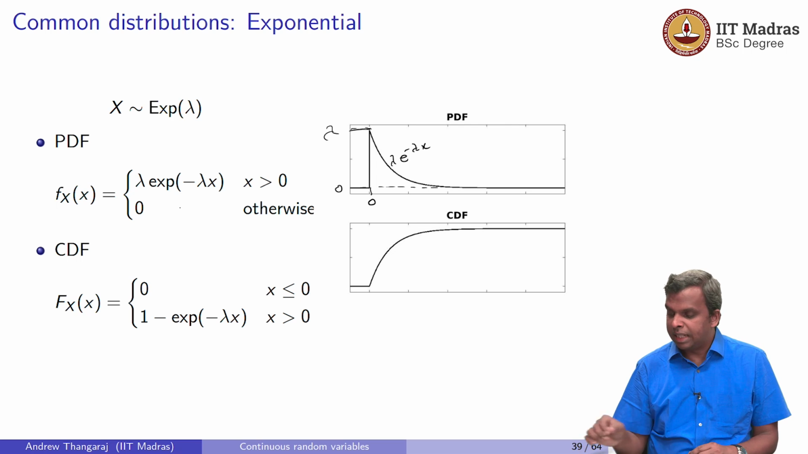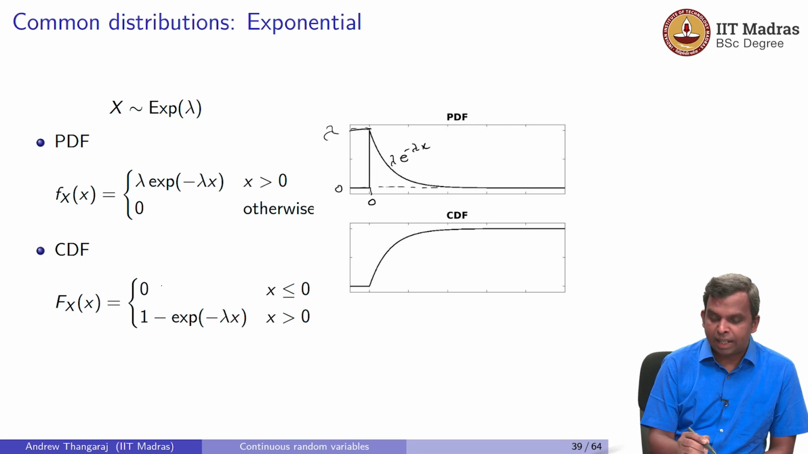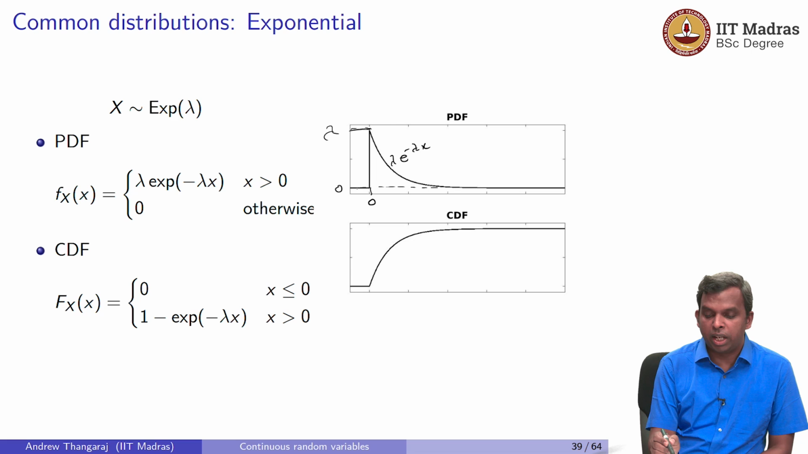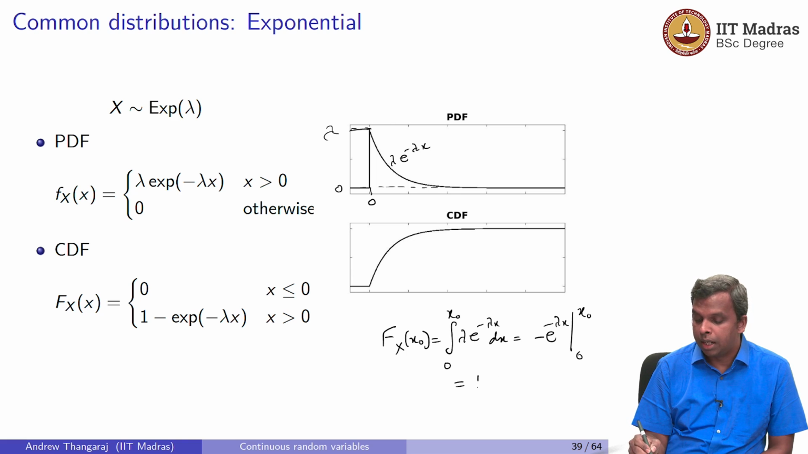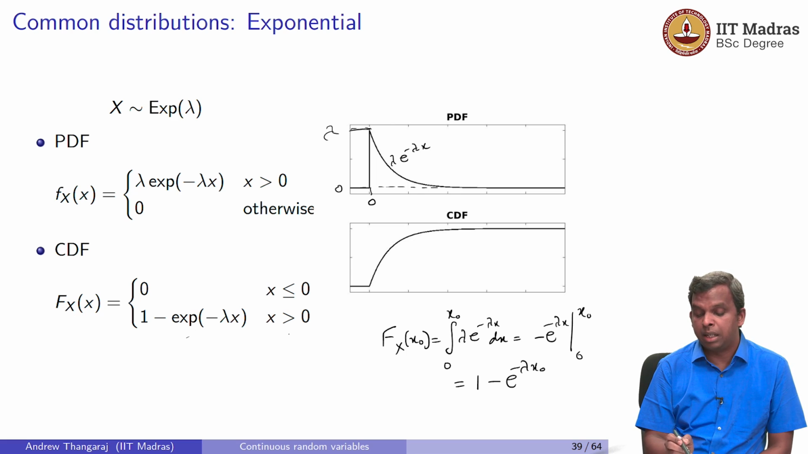If you were to do the CDF, you have to integrate this. For x less than or equal to 0, you're going to get 0, so there's no area under the curve here. For x greater than 0, you have to integrate the PDF from 0 to x naught. So Fx of x naught is the integral from 0 to x naught of lambda e power minus lambda x dx. This is minus e power minus lambda x from 0 to x naught, so you will get 1 minus e power minus lambda x naught. So Fx of x is 1 minus e power minus lambda x for x greater than 0.